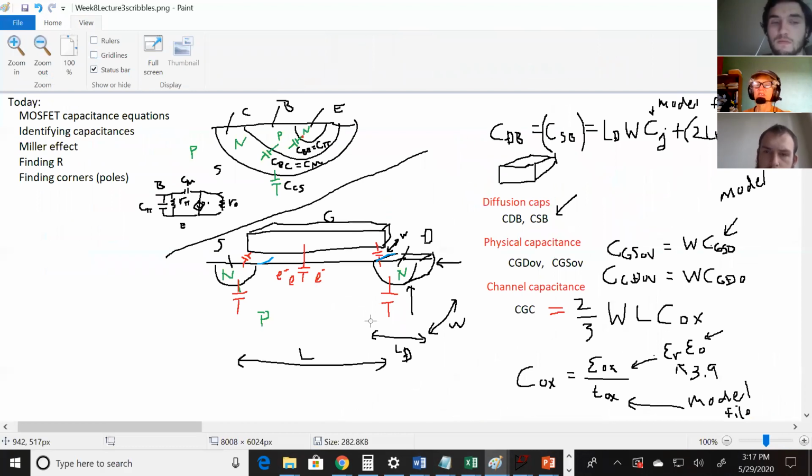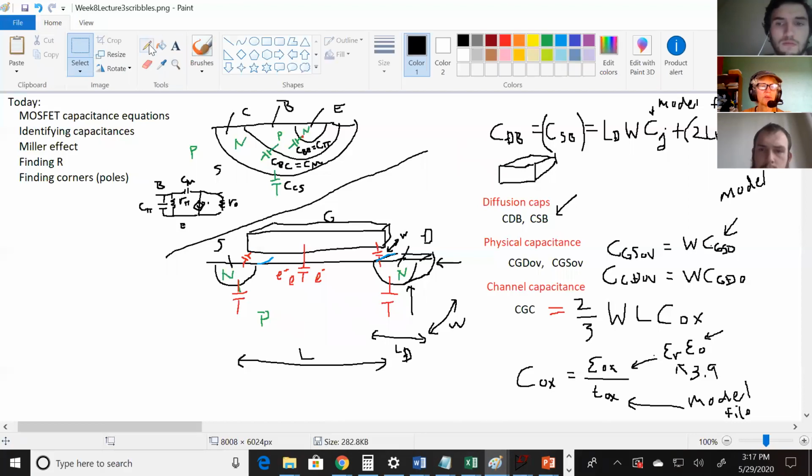For the MOSFET, it's more complicated. Okay, and again, I think I already said it, but the equations for finding the value of each one of these capacitances are on the frequency response handout. Okay, for the MOSFET, you've got your gate, you've got your source, you've got your drain, and I'm drawing this a little bit prettier.